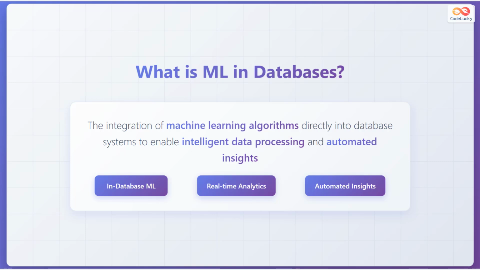So, what exactly does machine learning in databases mean? It refers to the integration of machine learning algorithms directly into database systems to enable intelligent data processing and automated insights. We will discuss 3 key points in database machine learning: real-time analytics, automated insights.